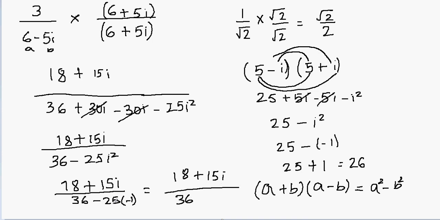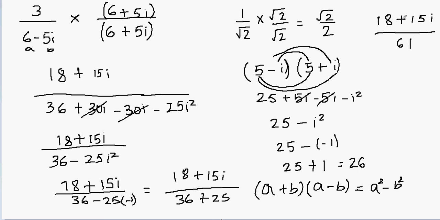Now, negative 25 times negative 1 will give me positive 25. So I will have positive 25 here. And you can see that I've got real numbers in the denominator. That is the purpose of the conjugate, you get rid of the imaginary number from the denominator. So now my final answer will be 18 plus 15i over 36 plus 25, which is 61. So this is my final answer.